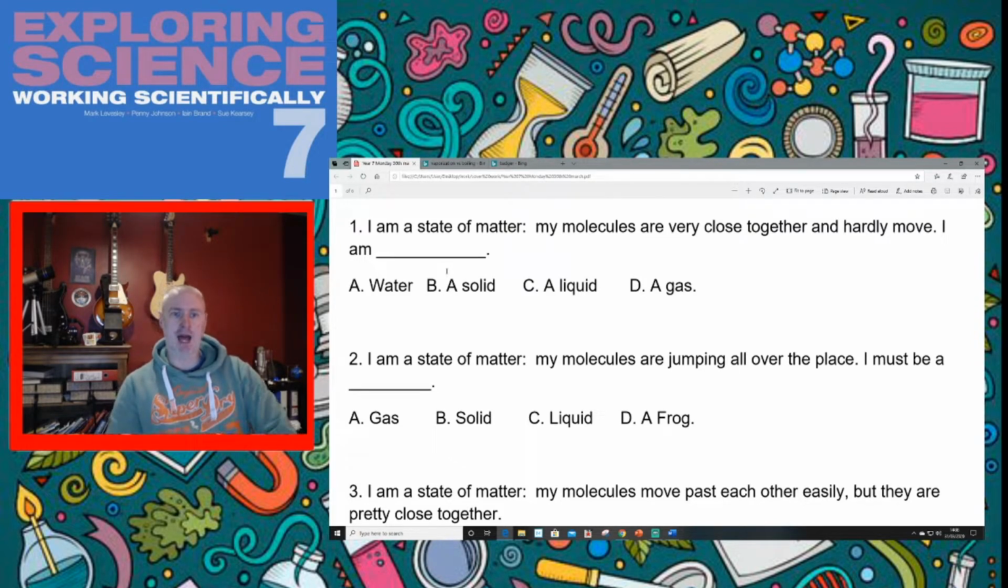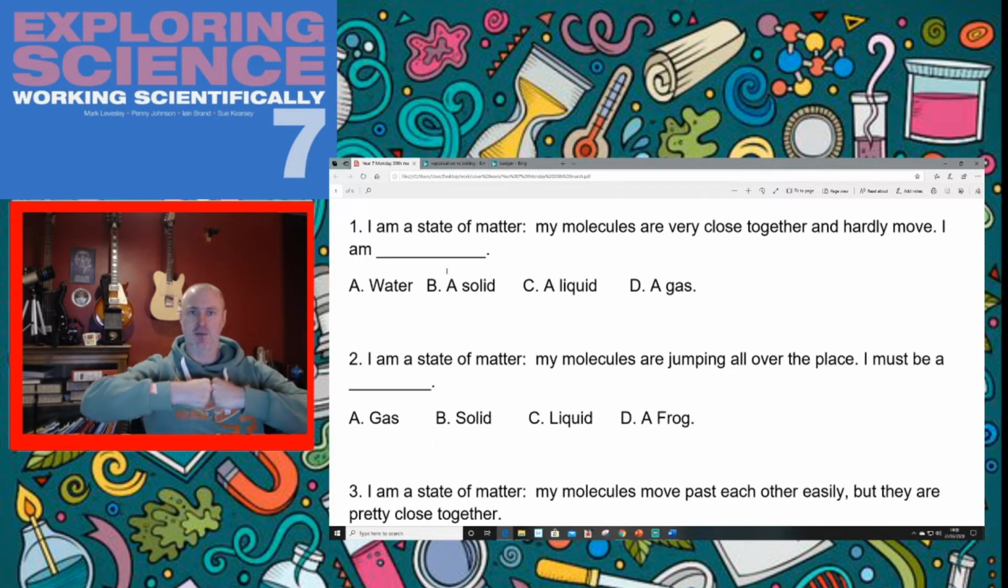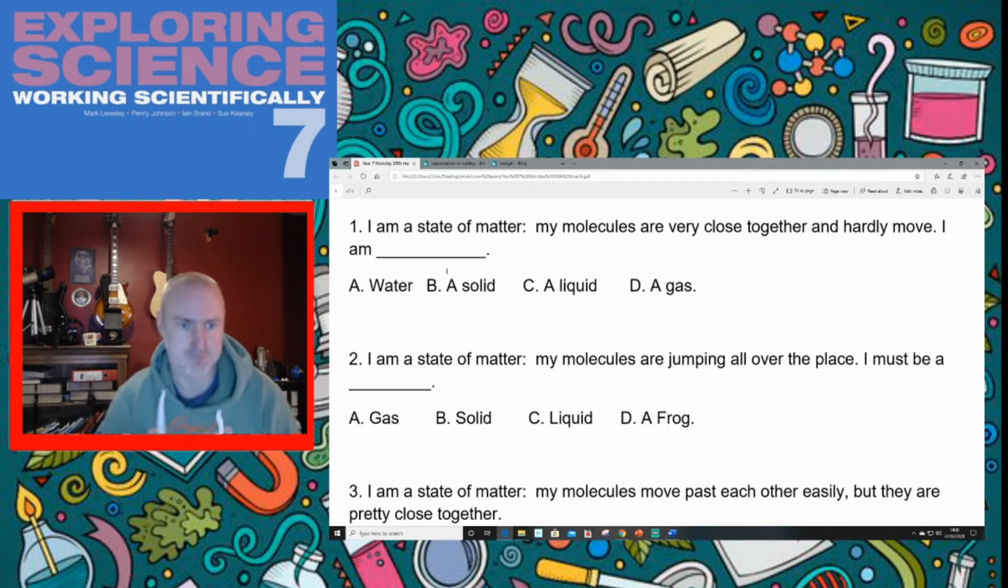So, question 1. I am a state of matter. My molecules are very close together and hardly move. What am I? Well, the answer is B, a solid. But remember, when we talk about the particles hardly moving, they do move. And there's a word beginning with a V that describes how they move. Hopefully you're thinking that they vibrate. You've got vibration there. So that might be something we just want to add. Particles in a solid, yeah, they are very close together, but they do vibrate. They can't move as in fly around, okay? But there is some kinetic energy there.